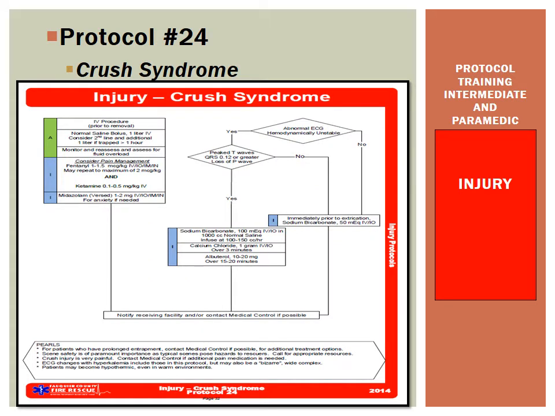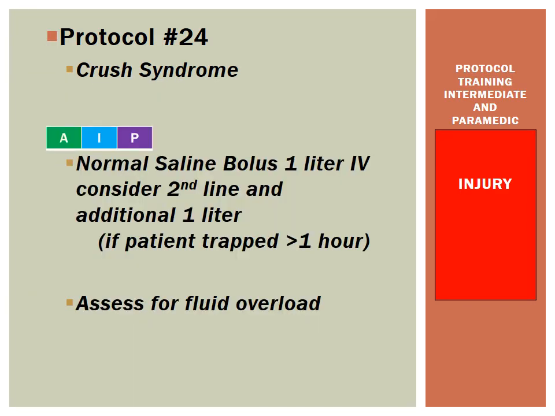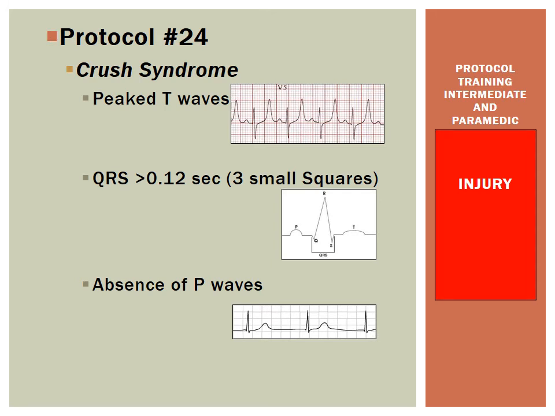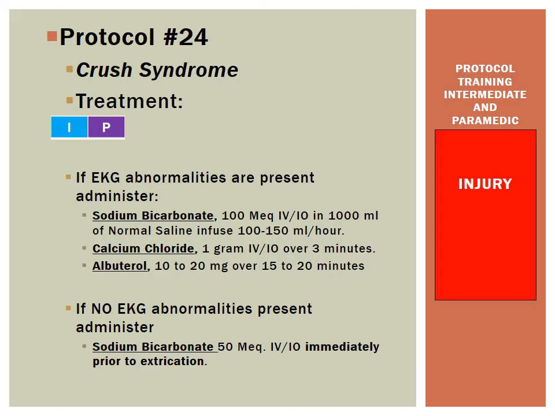All right, Protocol 24 is our crush syndrome protocol. So for our advanced through paramedic providers for crush syndrome, it is very heavily focused on fluid resuscitation, normal saline boluses of 1 liter IV, and we want to consider a second line and an additional liter if the patient has been trapped for greater than 1 hour. Now, for our IMP level providers, we need to be looking on our EKG for peaked T waves, a QRS that is greater than 0.12 seconds or 3 small squares, so a wide QRS, and the absence of P waves.